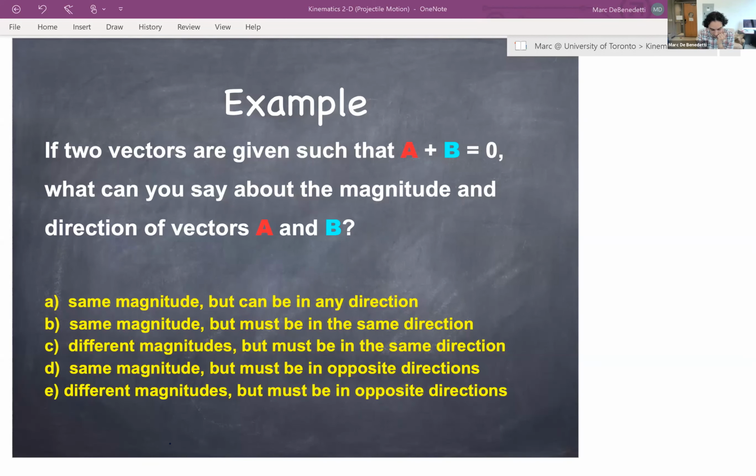If two vectors are given such that the sum is 0, a plus b equals 0, what can you say about the magnitude and direction of vectors a and b? A, same magnitude, any direction. B, same magnitude, same direction. C, different magnitude, but must be in the same direction. D, same magnitude, opposite directions. E, different magnitudes, opposite directions.